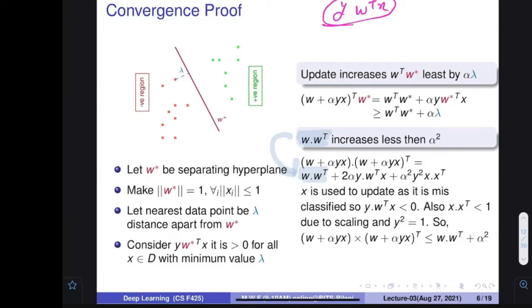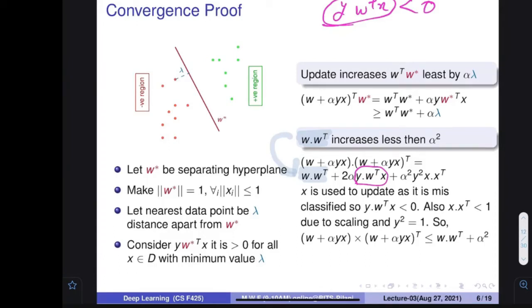This is less than 0, because when we do the update, this value would definitely be less than 0. Then only we are updating. Otherwise, why would we update it? If it is a wrongly classified point, then only we are going to update. So the value of this particular quantity is actually negative.